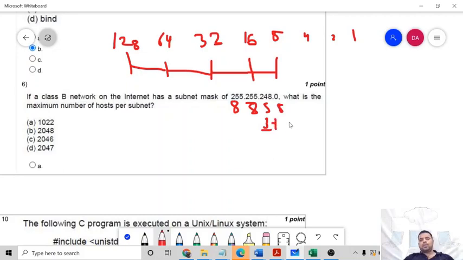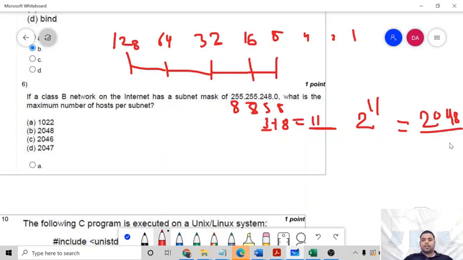So the total number of bits is 11. And 2 to the power 11 is 2048. But if you subtract two addresses, one is the network ID and the second is the host ID, then the total number of valid hosts is 2046. So the correct option is C, 2046.